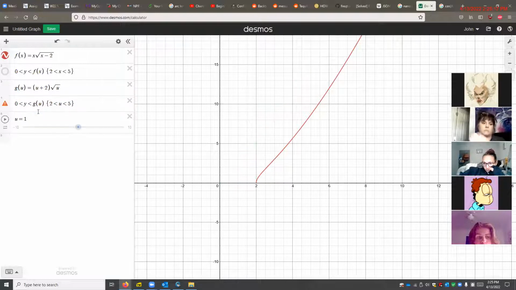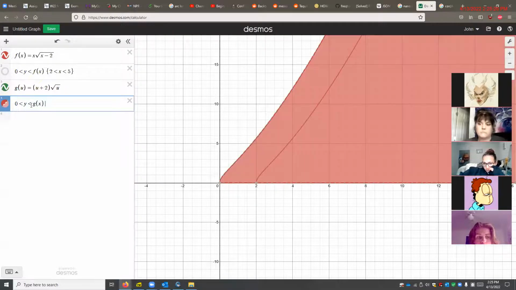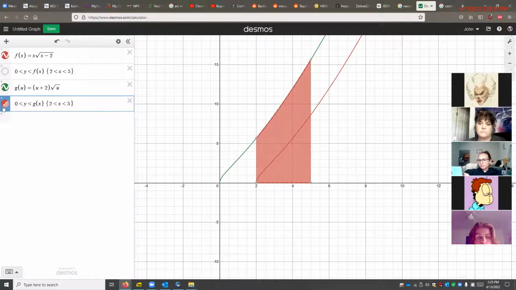Well, why is it insisting on a slider? No. Right. Maybe this will work. Okay. So let me make some color changes here. Let's call this green. Let's call this red.